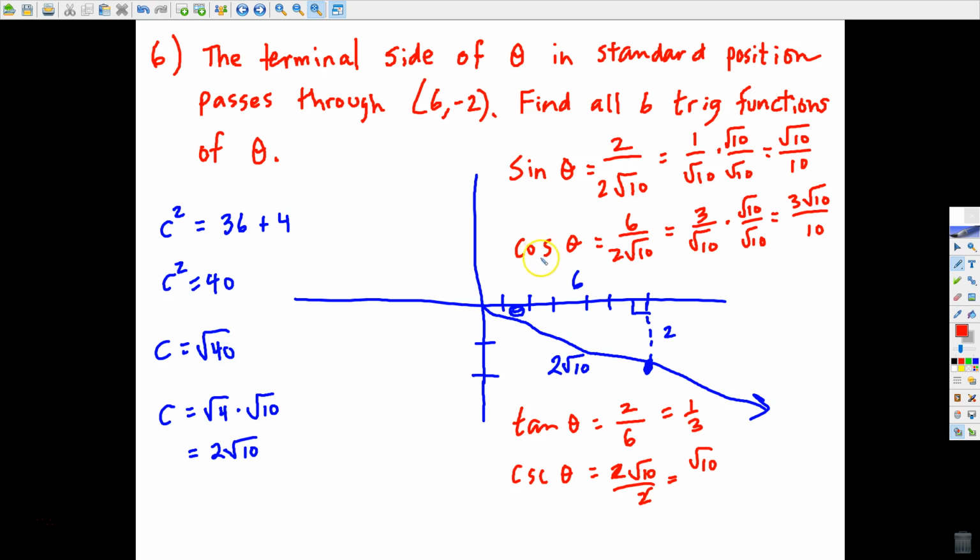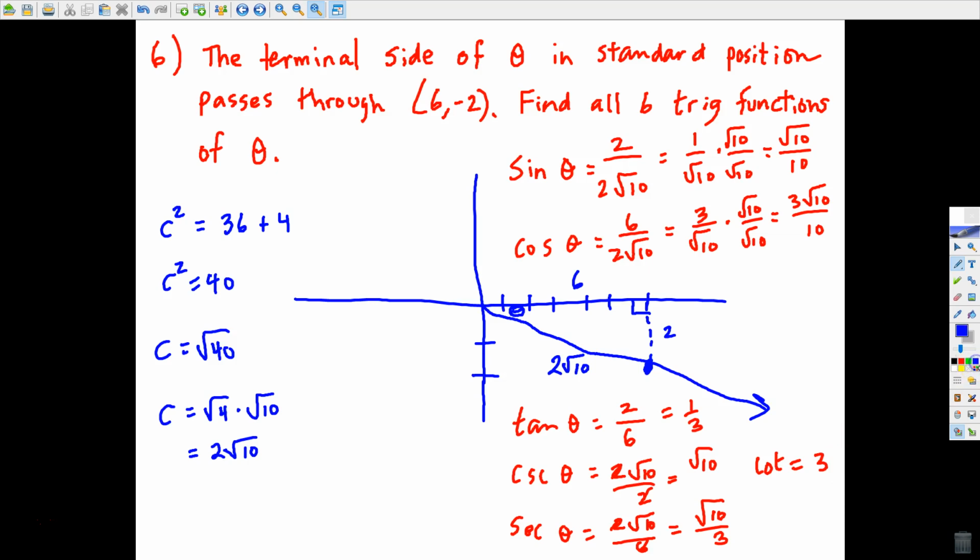The reciprocal of cosine is secant. So once again, if you just take the original 2 root 10 over 6, and these would become 1 over 3, so it's the square root of 10 over 3. And then finally, cotangent is the reciprocal of tangent, which is 3.